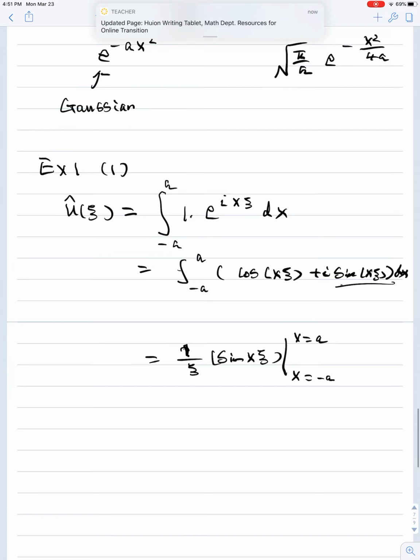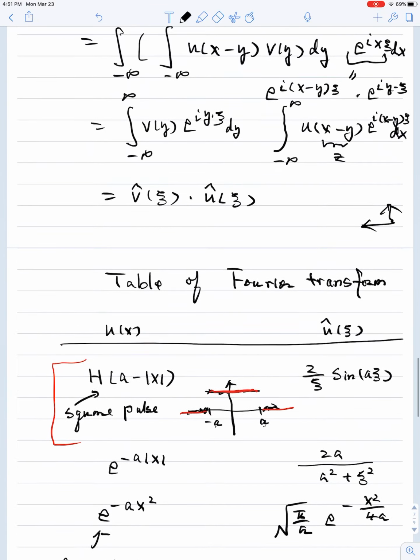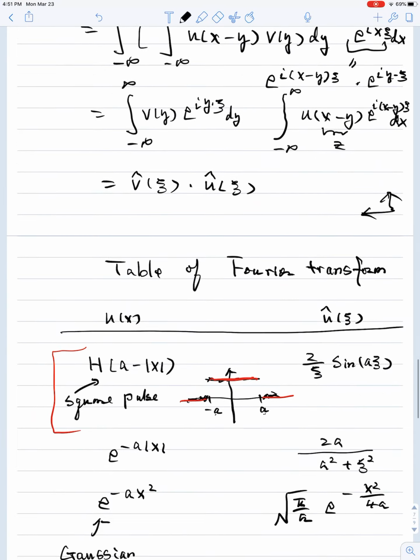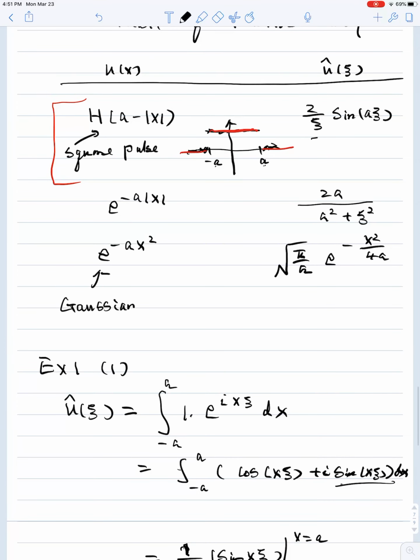So at the end you get 2 over xi sine a xi. That is exactly what we have here in the table.